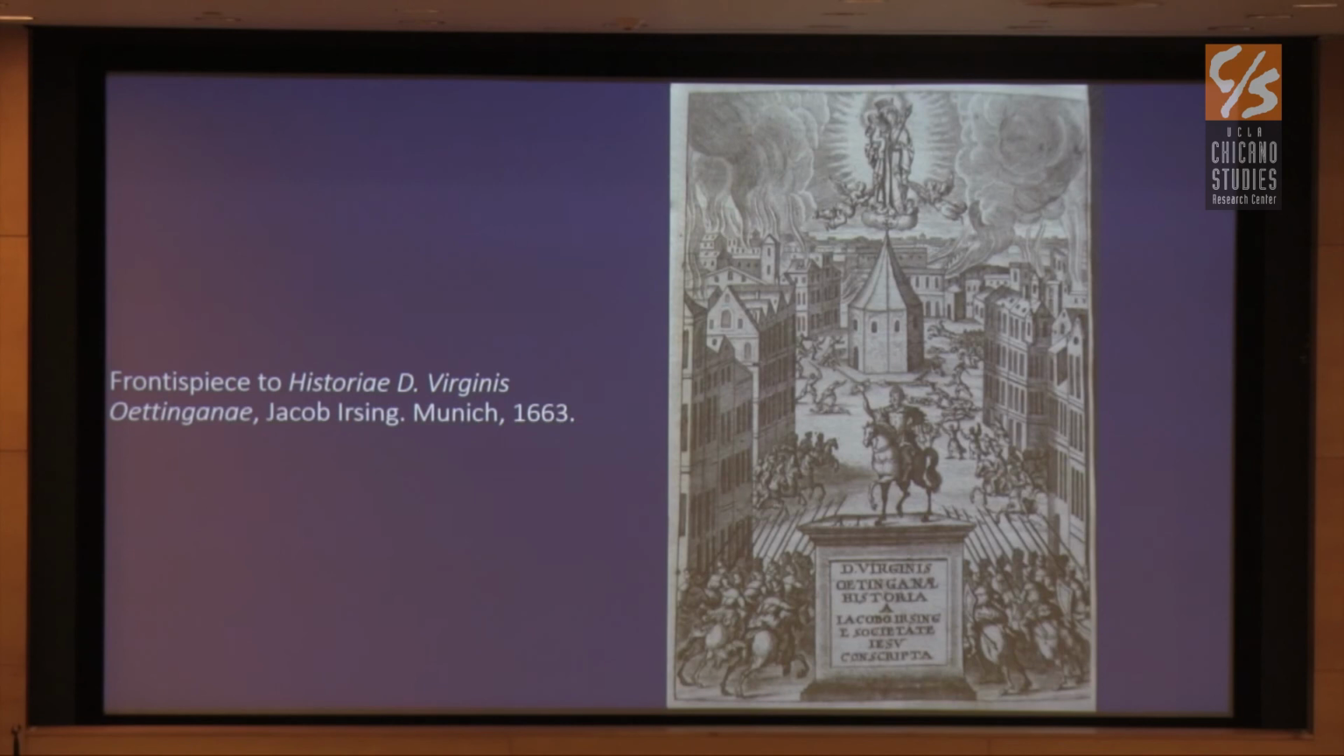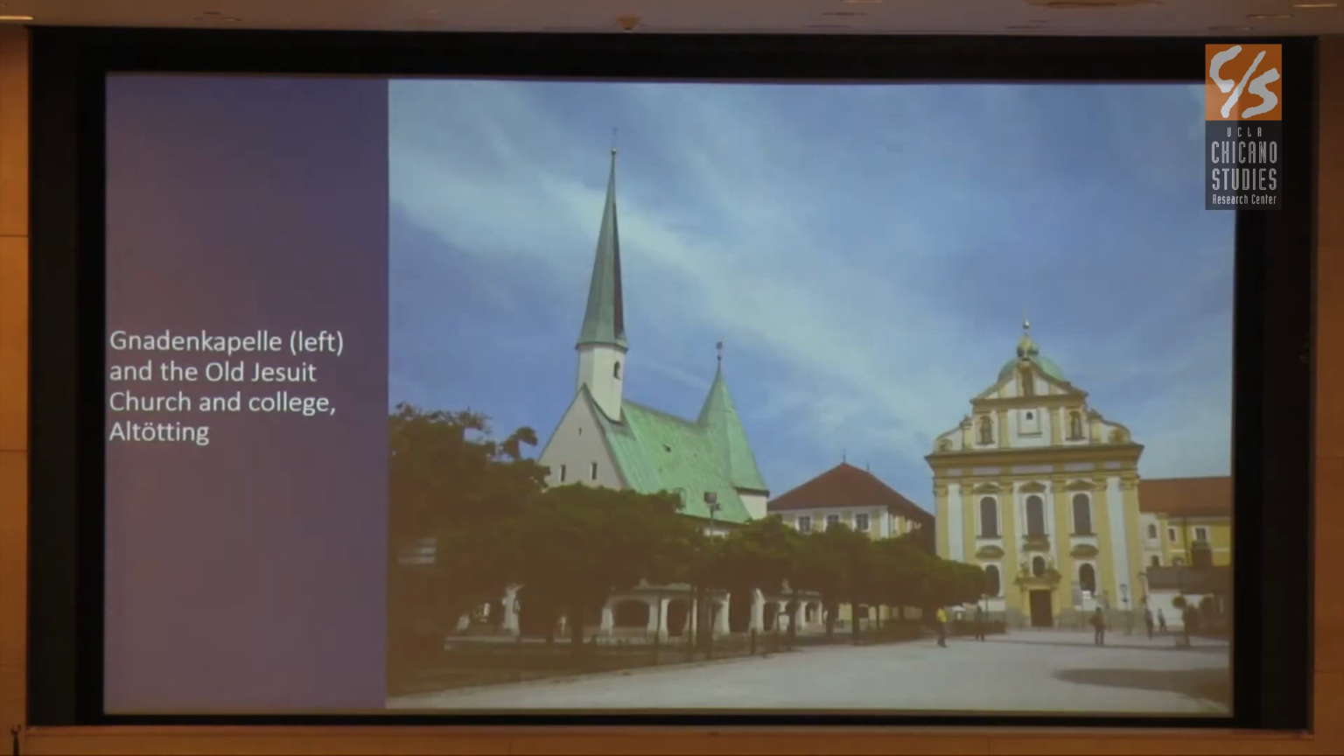The Jesuits administered the shrine. They were its caretakers, and they promoted it ceaselessly in publications. Notably, Jakob Irsing's Divi Virginis Oettingi Historia of Munich 1663, a book Sepp certainly knew and likely brought with him to Paraguay. Copies of Irsing's book were stocked in Jesuit libraries throughout Bavaria, including at Altötting and Landsberg.